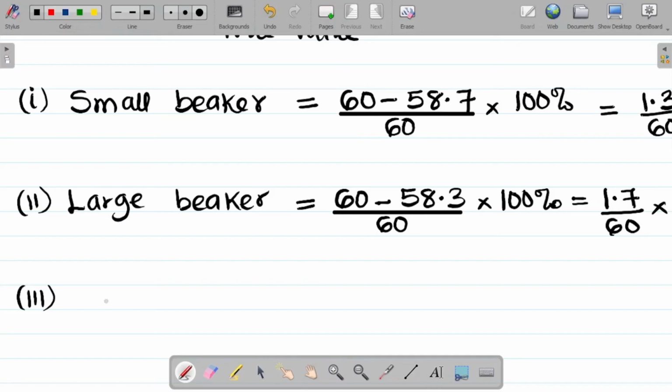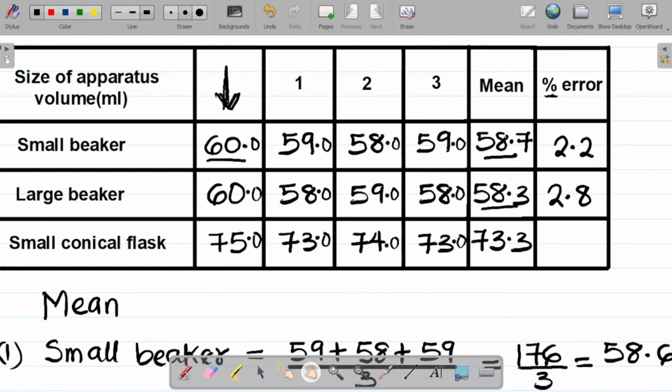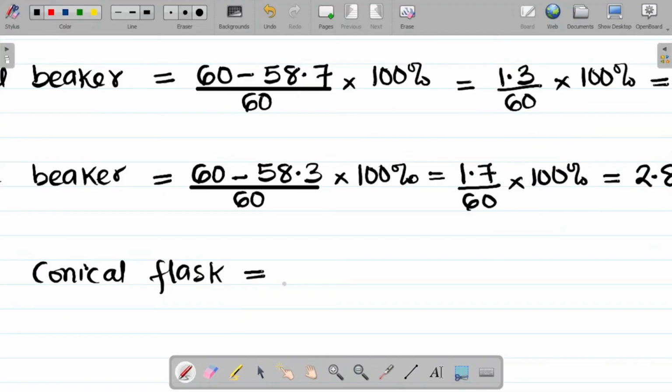Small conical flask. That's equal to, let's get the observed value and the true value. For the small conical flask, you can see that the true value is this one here, which is 75. So it becomes 75 minus the observed value, which is the mean here, 73.3. So that's 75 minus 73.3, all over the true value, still 75, times 100%.